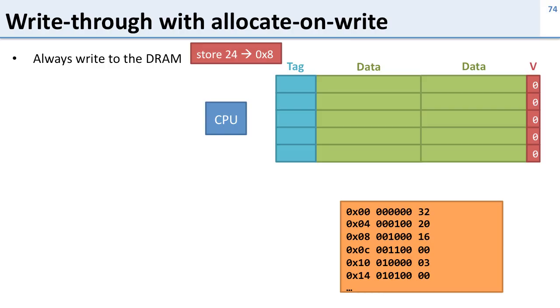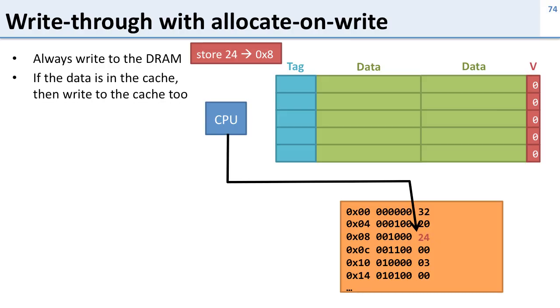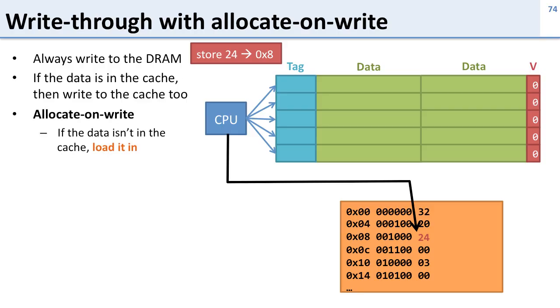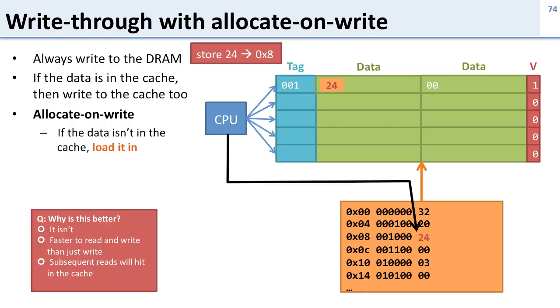So now let's look at adding allocate on write to write through. This means that we're going to do a little bit more when we do our write. With allocate on write, we're going to write through cache. We always write to the DRAM as we had it before. If the data is in the cache, then we write it too, but here the data wasn't in the cache. So for allocate on write, if the data isn't in the cache, we also load it. So now we're going to load the data into the cache.